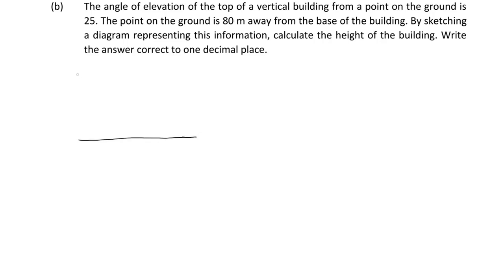And next we are going to draw the line representing the building. And then we are going to draw this line for the elevation. So here is 25 degrees, and this is our elevation angle. And here is 80 meters. Okay, so next we are going to let y be the height of the building.